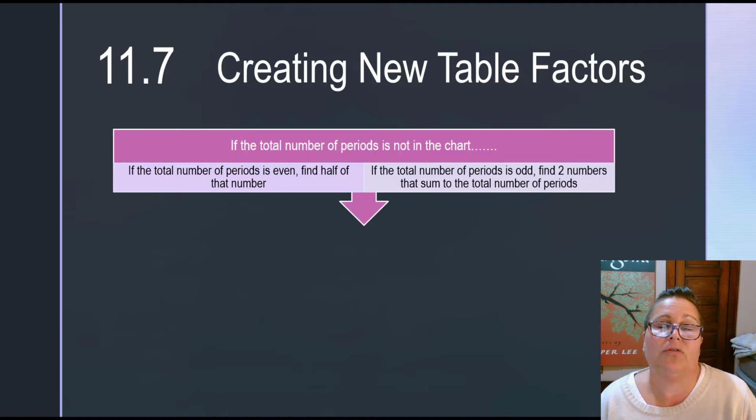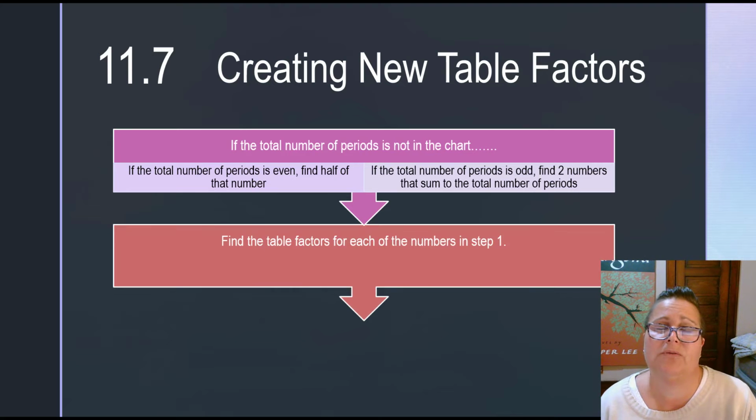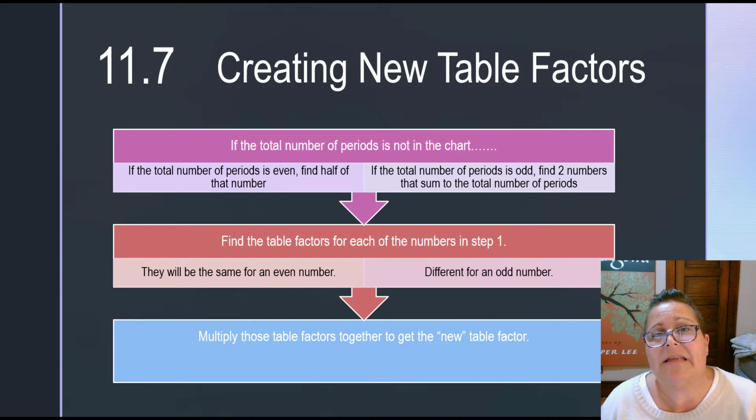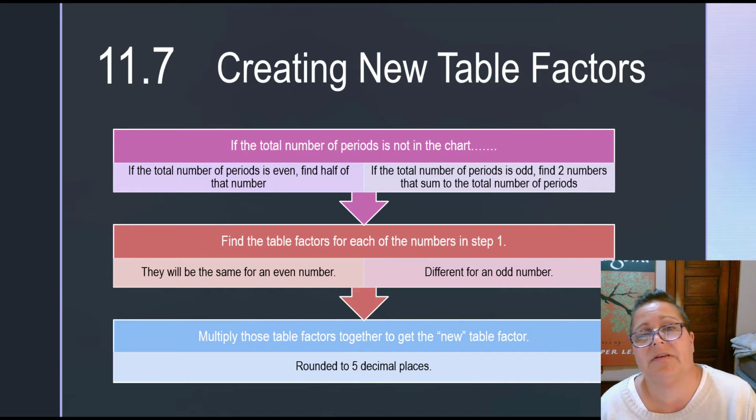Similarly, if your total number of periods is odd, you can use any 2 numbers that add to that odd number. The default in this textbook is that you use 2 numbers that are only 1 apart. So if, for example, you were looking up 35, you could do 20 and 15, but the better option would be to do 17 and 18 because they are only 1 period apart. Once you know those 2 table factors, you simply multiply them together and then round that resulting number to 5 decimal places. And that is your new table factor.